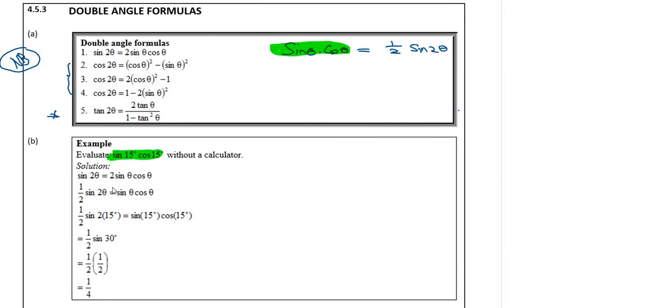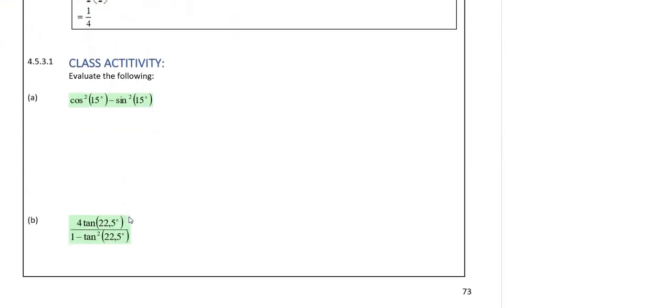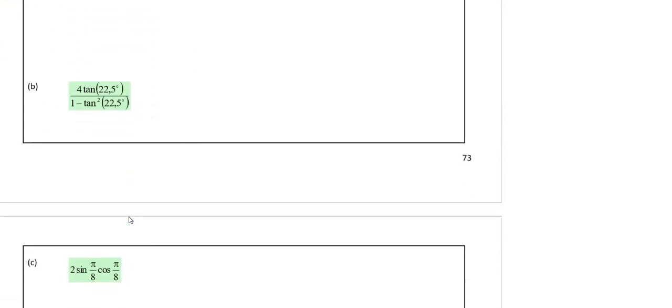Okay, so that gives us a half sine 2 theta. So it's a half sine 2 theta, which is then a half sine 30. And now back to, remember, it's always without a calculator. Without a calculator. So back to my triangles. It's not really difficult.